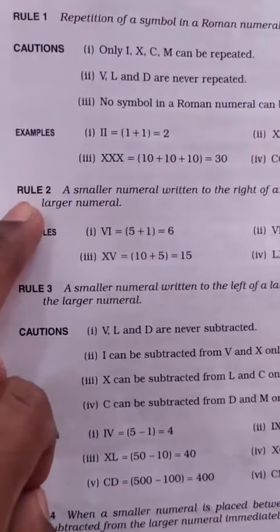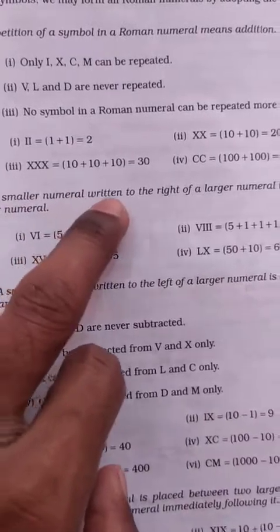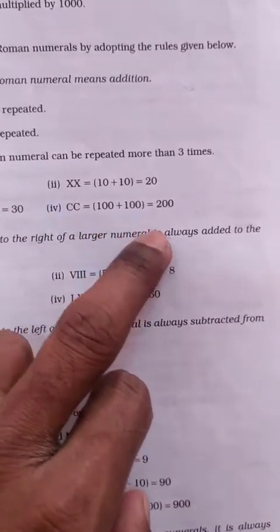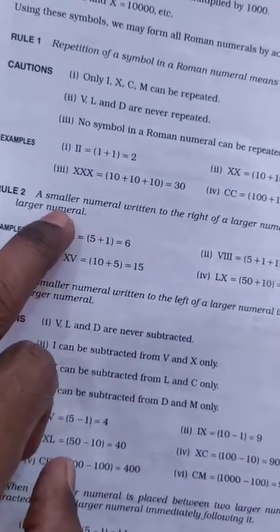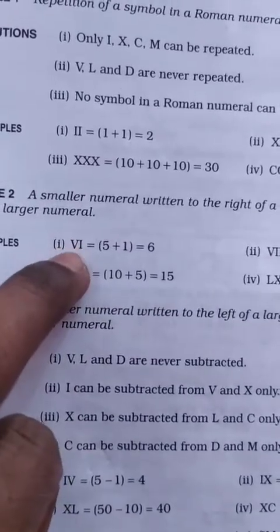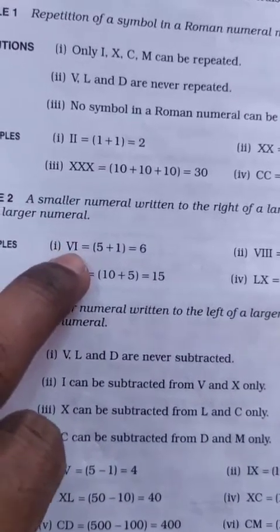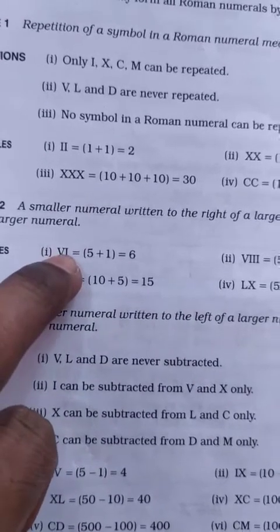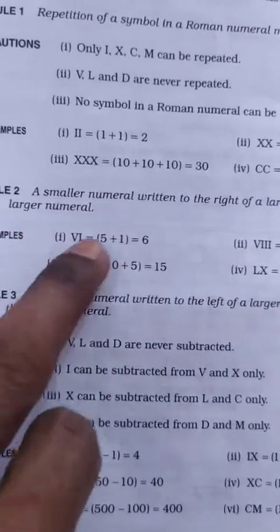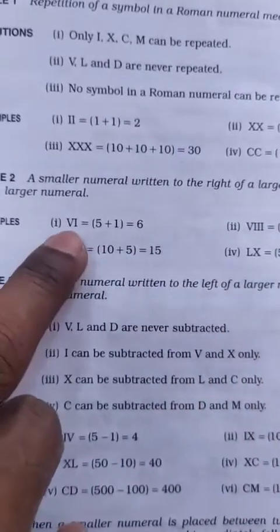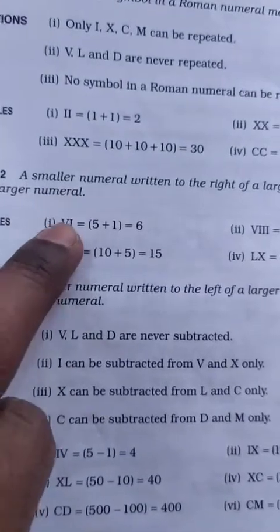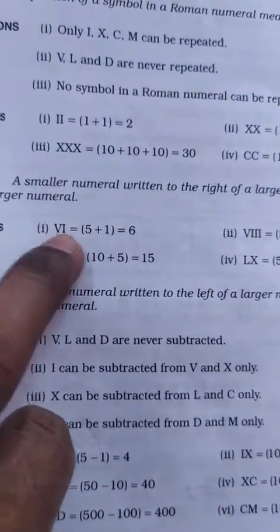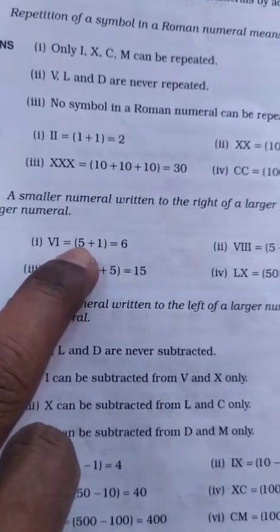Then rule number 2 says a smaller numeral written to the right of a larger numeral is always added to the larger numeral. For example, here it is 6, V and I, VI. Here we know that I stands for 1 and V stands for 5. So I is a smaller numeral which is written to the right of a larger numeral, V. Then it is always added to the larger numeral. That is, 1 will be added to 5, and we will get 6 as a result.